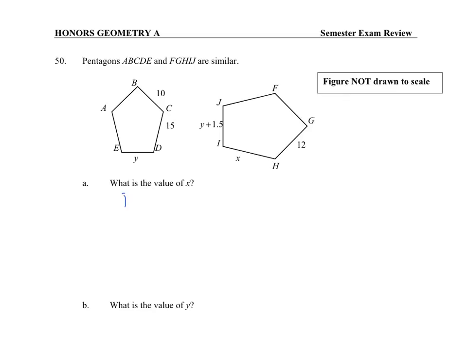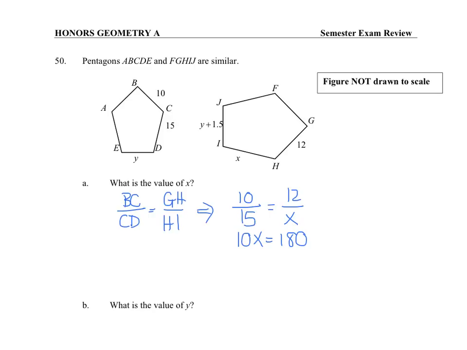So I'm going to pick BC over CD equals GH over HI. So I know that these are corresponding sides, therefore they're proportional. Now I'm just going to plug in. BC is 10, CD is 15, GH is 12, and HI is x. I'm going to cross multiply, so 10x equals 15 times 12, which is 180. Divide by 10, and x is going to equal 18.